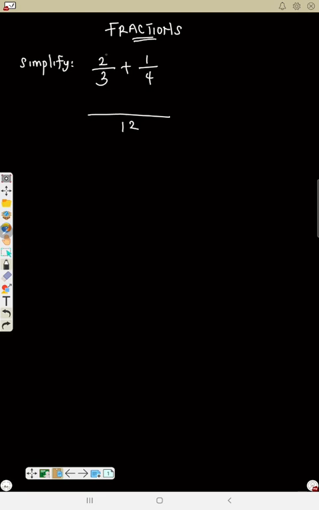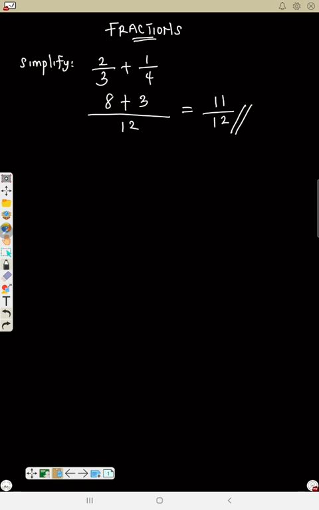So that 4 times the number up, 4 times 2, that will be 8, plus how many 4 can you see in 12? 3. That 3 times 1, that is 3. Now 8 plus 3, that is 11 over 12. Now this is a proper fraction because the denominator is bigger than the numerator. It's possible for 12 to carry 11. So this is a proper fraction. That is the answer. So that means we have simplified.